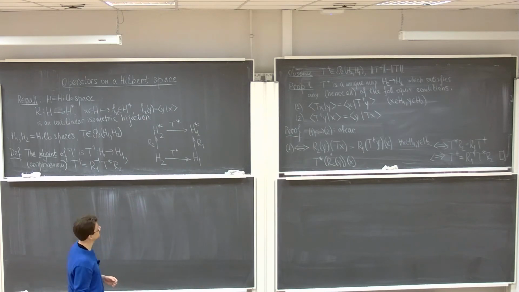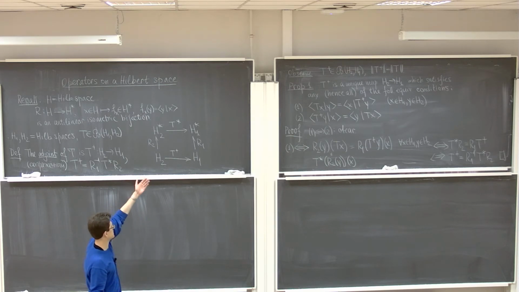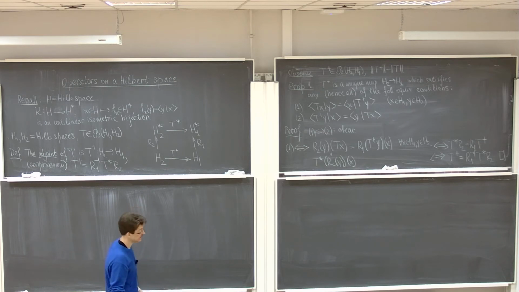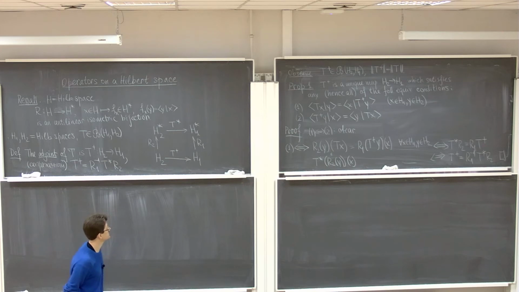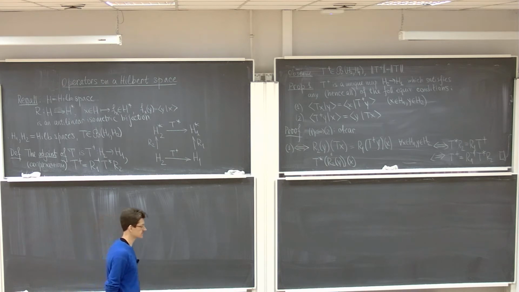Well, of course, T plus and T star are not the same operator. They are different. Actually, they act between different spaces. T star acts between the dual spaces, and T plus acts between H2 and H1. But nevertheless, since R1 and R2 are isometric bijections, it follows that the properties of T plus are almost equivalent to the properties of T star. For example, T plus is invertible if and only if T star is invertible. T plus is, say, topologically injective if and only if T star is topologically injective, and so on.